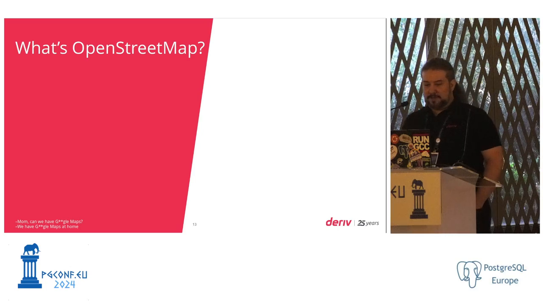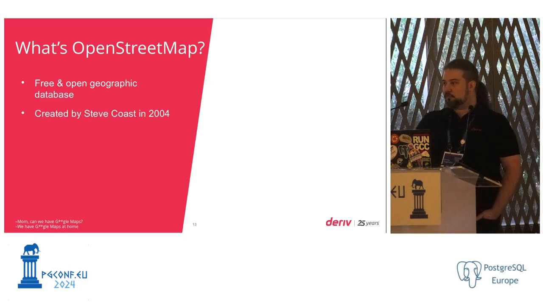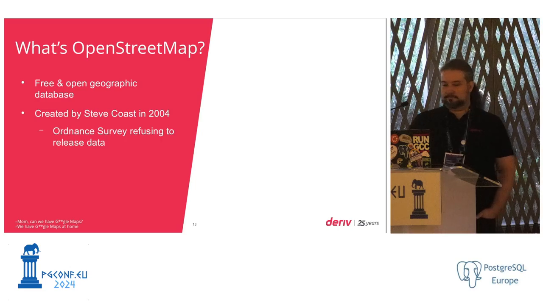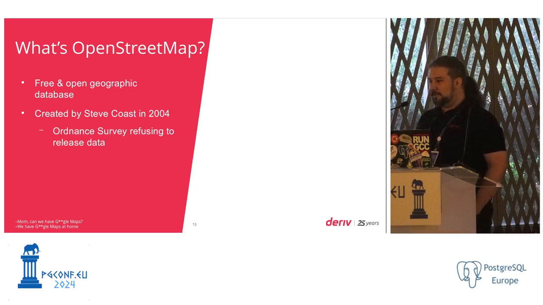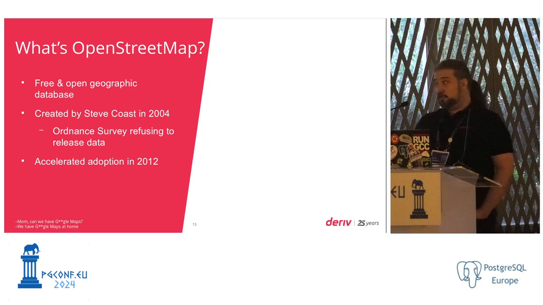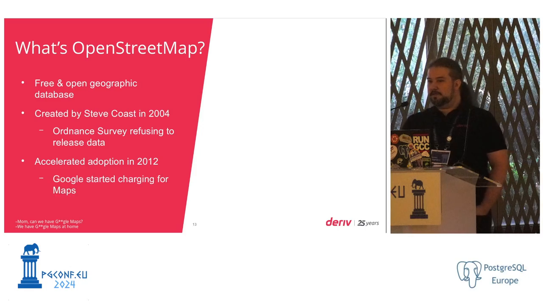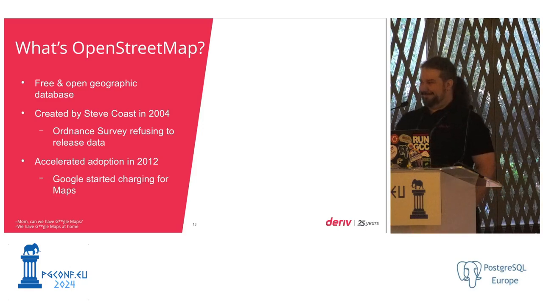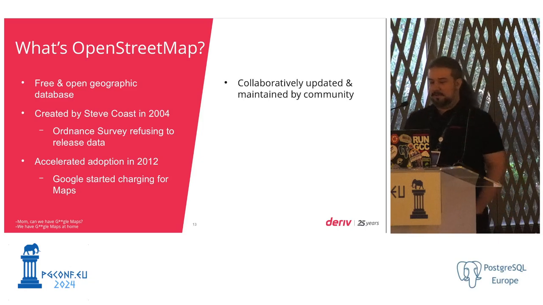What is OpenStreetMap? It's a free and open geographic database. It was created by a British fellow called Steve Coast in 2004. Why? Because the mapping agency of the United Kingdom called the Ordnance Survey refused to release its data that was publicly funded. The adoption of OpenStreetMap accelerated in 2012. Does anyone know what happened in 2012 that drove this? One person is nodding. Google started charging for maps in 2012.